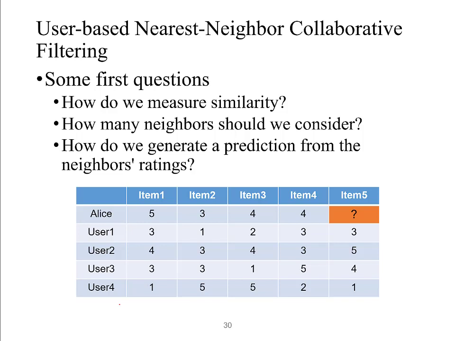And also, how do we generate a prediction? How do we generate a prediction from the neighbors' ratings? Given the neighbors' ratings, how do we generate the prediction?